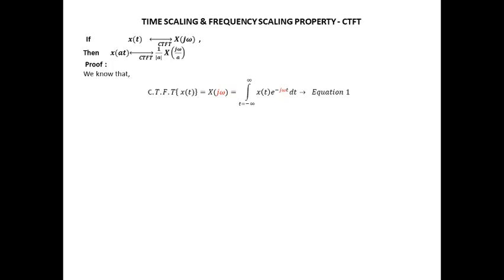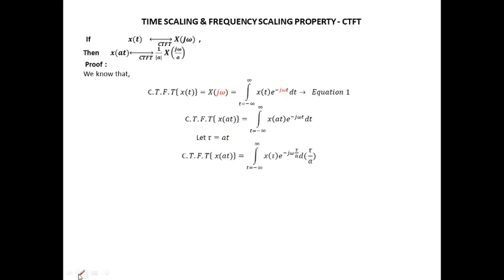You need to start with the original equation. So j omega and here j omega. So now we are just putting x of at instead of x of t. So you have integration x of at e power minus j omega t. So we have to do some manipulation so that we get x of t, right? So what we are doing is we are replacing at by means of some other variable. So we are replacing at by tau and replacing the variable of integration.